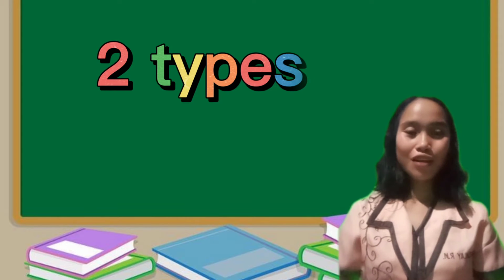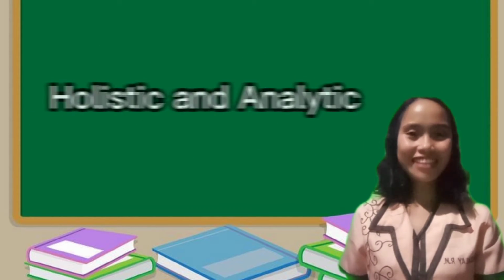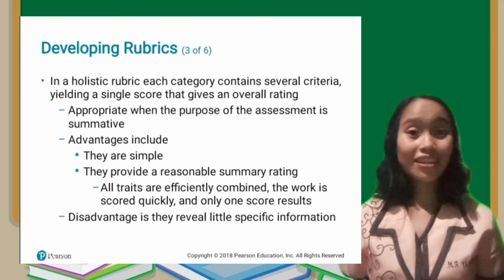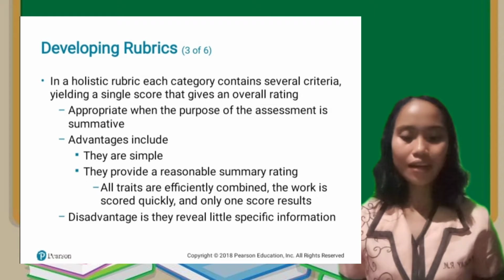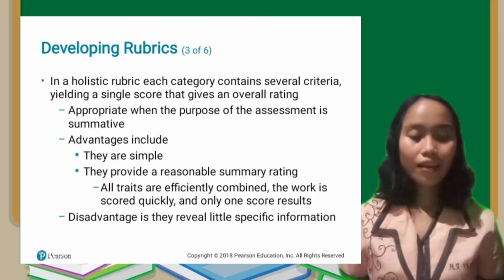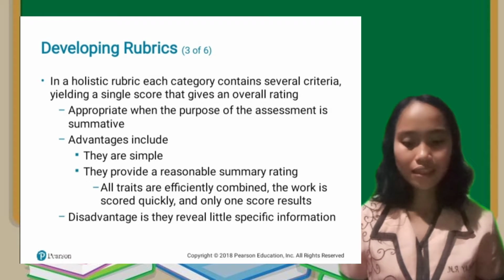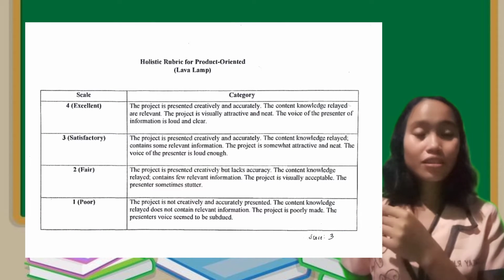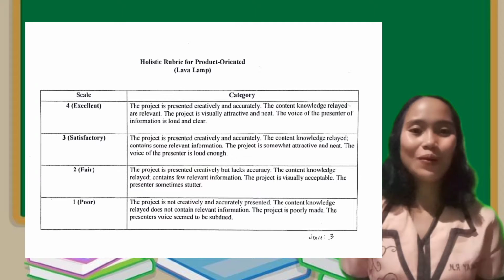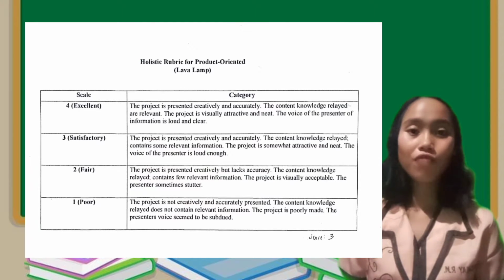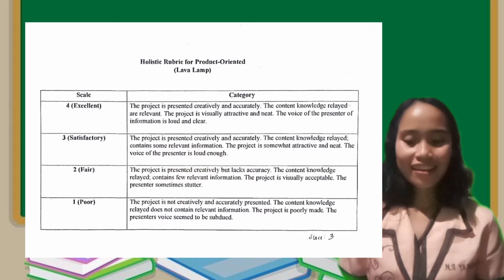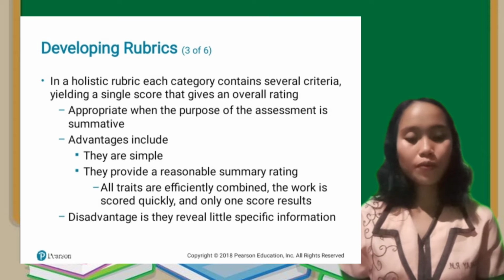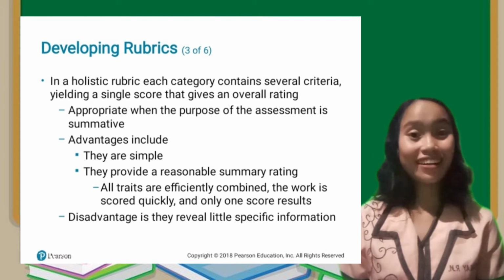There are 2 types of scoring rubrics, namely holistic and analytic rubrics. So in a holistic rubric, each category contains several criteria yielding a single score that gives an overall rating. An example of a holistic rubric is displayed on your screen, so kindly look it up. So that is an example of a holistic rubric. A holistic rubric is appropriate to be used when the purpose of the assessment is summative.